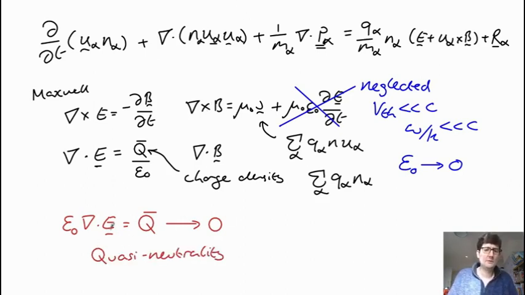And so by doing this, we also remove some other waves. So we don't allow the plasma to have plasma oscillations or Langmuir waves. We've removed the charge separation that's needed for a plasma oscillation. And so we're assuming that the frequencies we're interested in, like the wave frequencies we're looking at, must be much, much less than the plasma frequency.